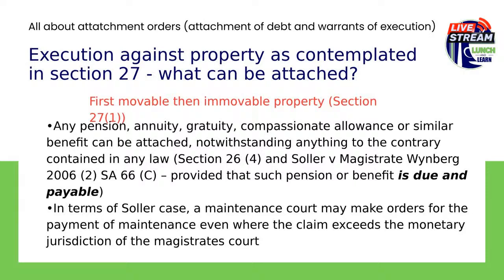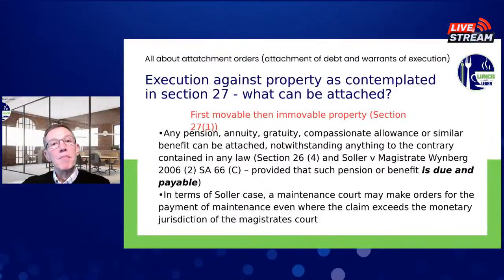So in terms of the Soller case that I just referred to, a copy of which is in the resource folder that you can download, the maintenance court has an increased jurisdiction when it comes to the monetary value that is normally curtailed by the magistrate court. So if the person has an annuity or a pension fund which is more than the amount that is usually claimed in the magistrate court, the maintenance court would have extra jurisdiction to hear that matter. So regardless of the amounts, even if they owe R1 million, where one should usually use the High Court for these types of proceedings, the maintenance court would have jurisdiction to hear that matter.